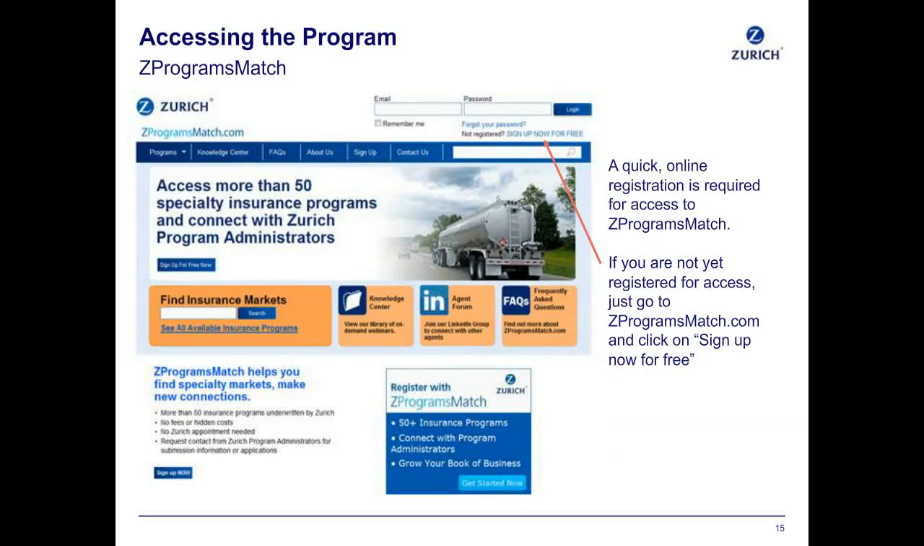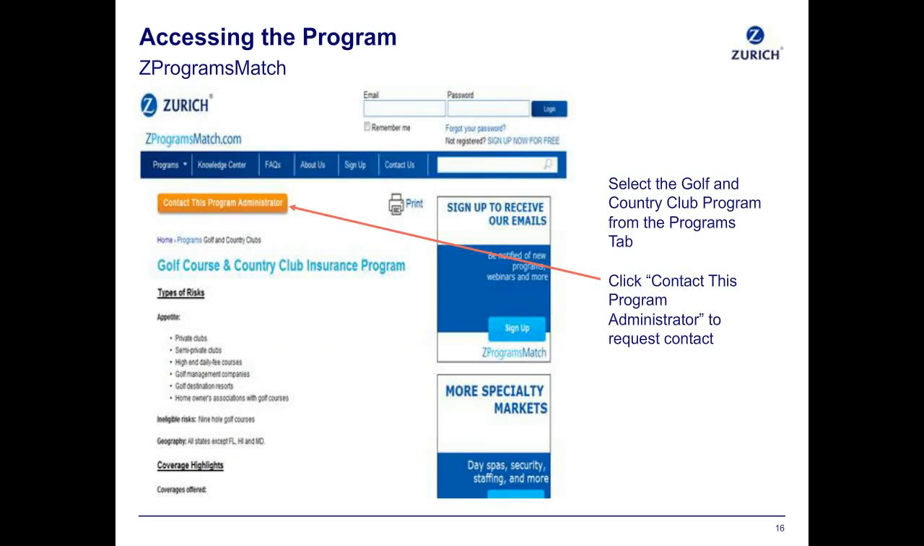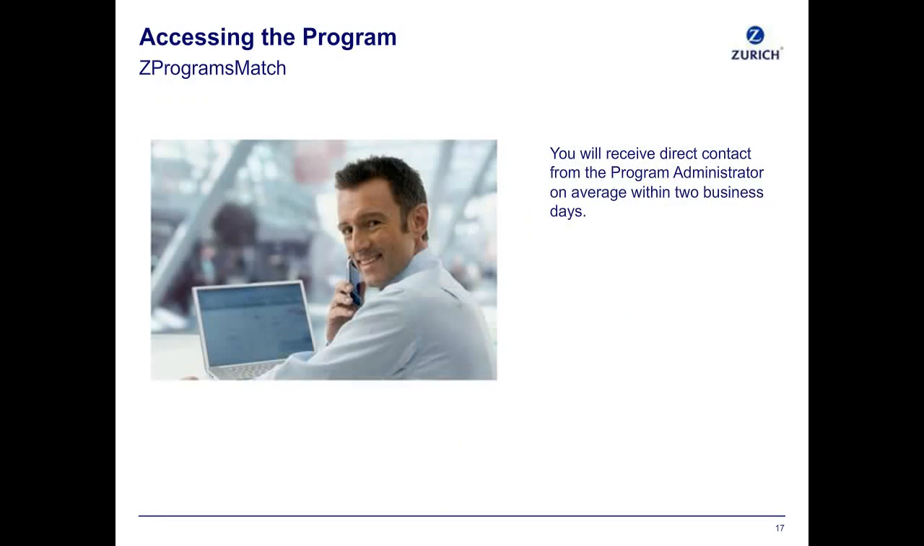When you do, you want to select a specialty category within the Programs tab to find the Golf and Country Club program. The program profile page will provide you with an overview of the program, and to request contact from the program administrator, all you have to do is click the orange Contact the Program Administrator button. Once you've submitted your request for contact, the program administrator will follow up with you within 2 business days.